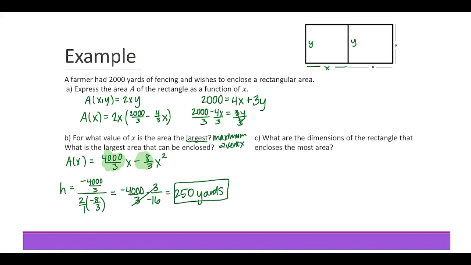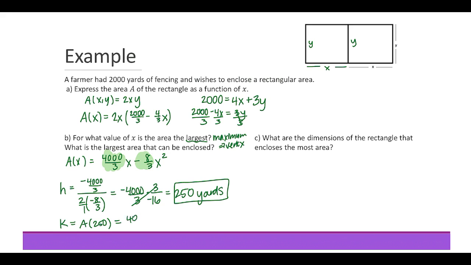So that's going to answer the first part of this question. And the second part of this question is, what is the largest area that can be enclosed? Well, we know what happens when x is equal to 250 yards, and the area itself is what happens when you plug an x value in, so I'm just going to substitute 250 into each x here. Essentially it's like asking to find k. So what is A of 250? That will give me the largest area.